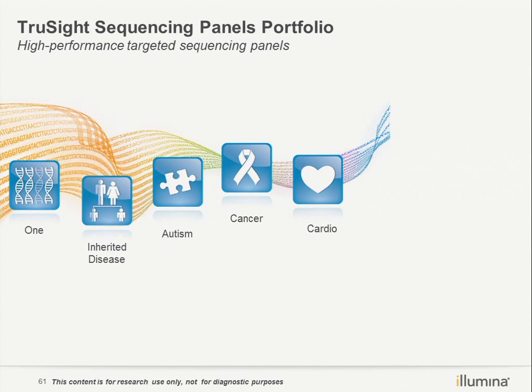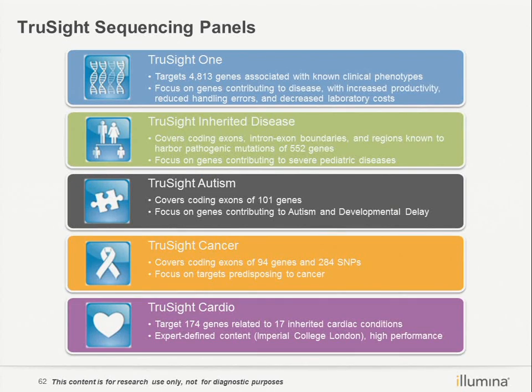So for targets, we also have some fixed panels. These panels are very helpful for some translational medicine study. They have fixed gene targets. So for example, the TruSight One, this panel is very large. Actually, it targets nearly 5,000 genes associated with already known clinical phenotypes. It's a very good tool for the screening of patient samples. So this kit is widely accepted globally.